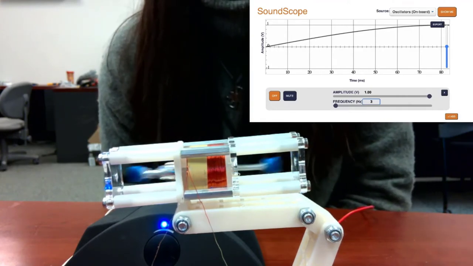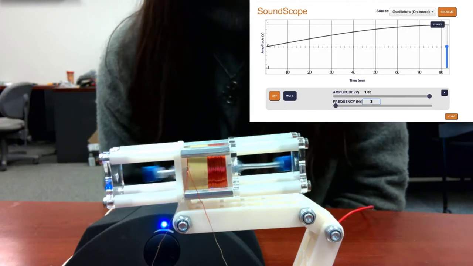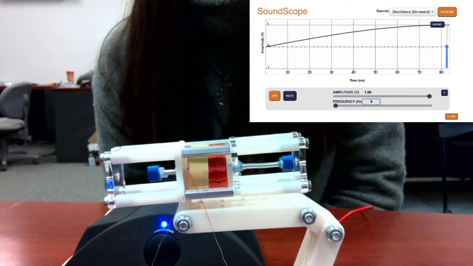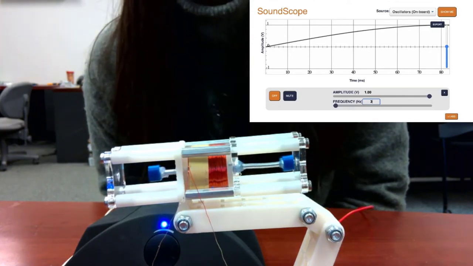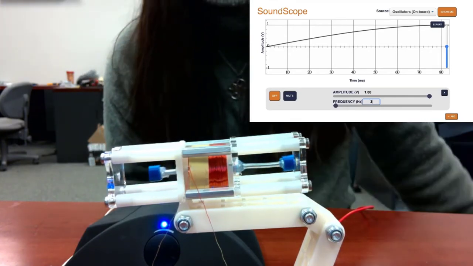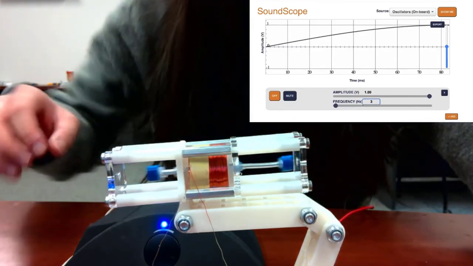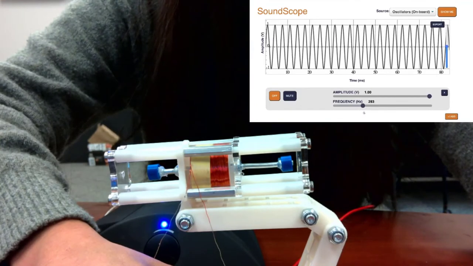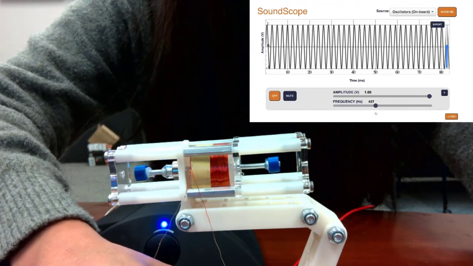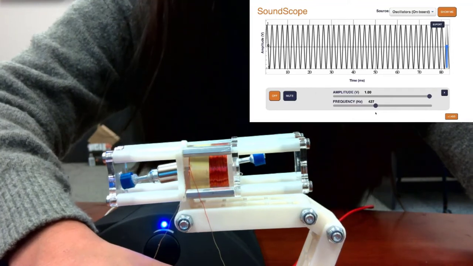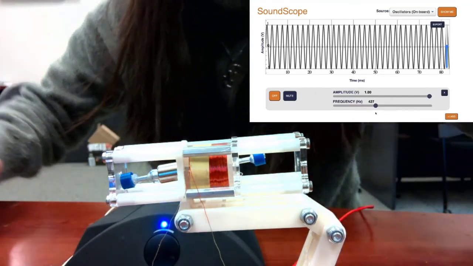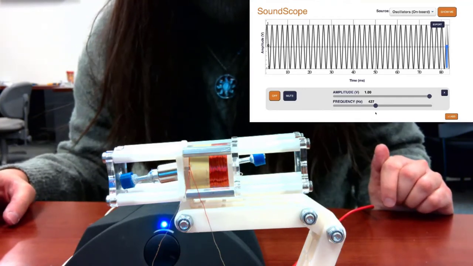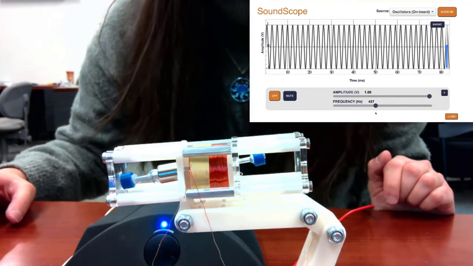At slower speeds, we can see the individual back and forth movements of the permanent magnet. But if I increase the rate to several hundred times a second, the individual movements are no longer visible. However, if I put my finger on the magnet housing, I can feel the vibration of the back and forth movement. I can also hear an audible tone.